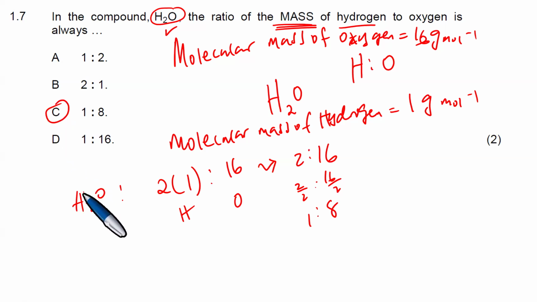The letter C in 1.7. So we're looking at the ratio of the mass of hydrogen to oxygen. It is the ratio 1:8. Any question? Who does not understand? If you don't understand, please ask. Happy? Okay, that's fine.